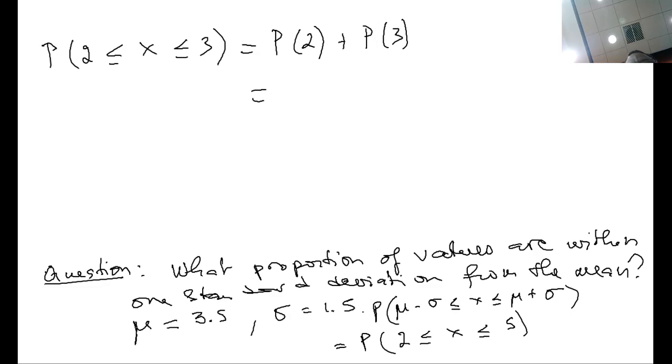We got 0.1756. So that's the probability of 2, 0.176. What about 3? 0.252.